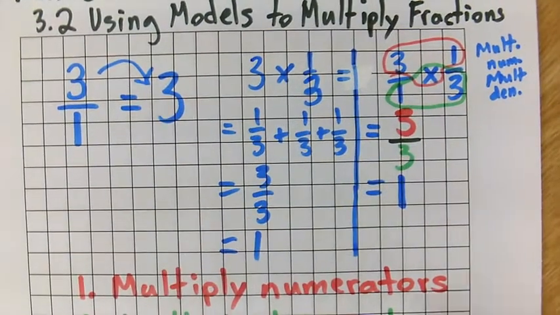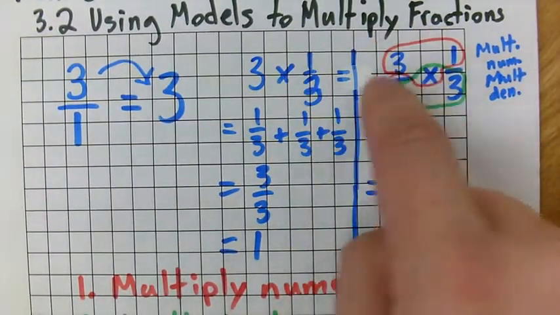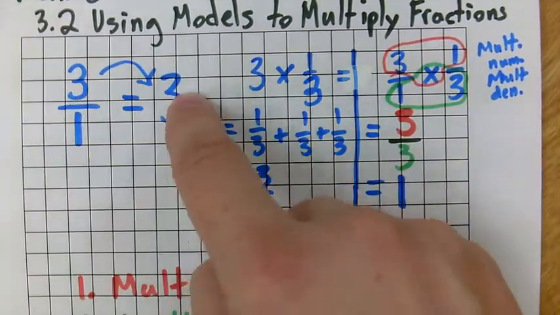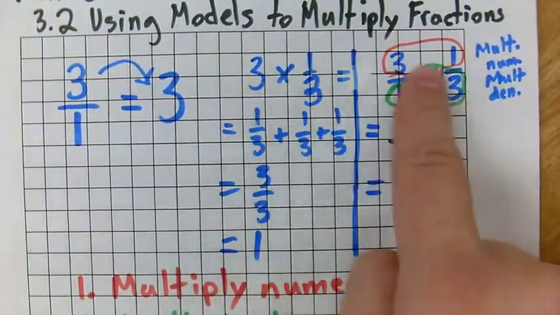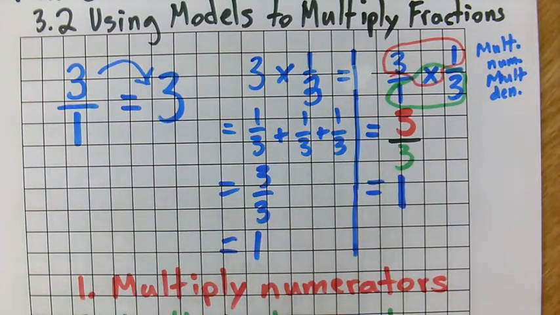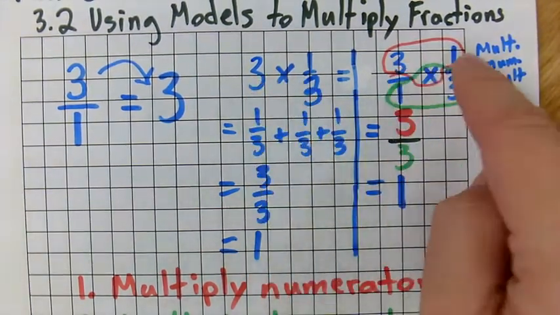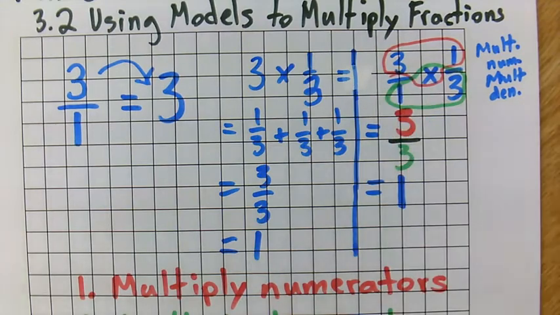Now, just note that these are actually the same thing. Why? Because 3 over 1 is the same thing as 3. So these are actually equivalent sort of expressions as an equation. So notice that you got the same value. It's because this is actually the same as this. It's just you've made it into a fraction.